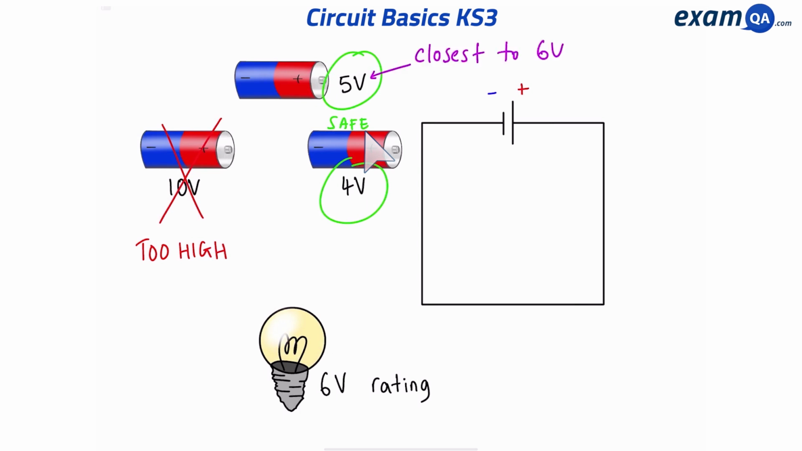So I'm going to go with 5 volts. This is the highest one and closest to 6. Now I can get some bright light to watch movies. Now my bulb will start to shine.